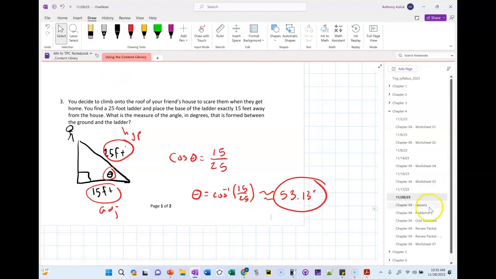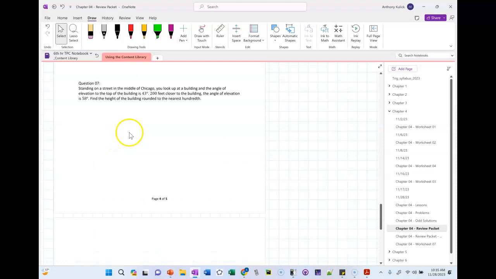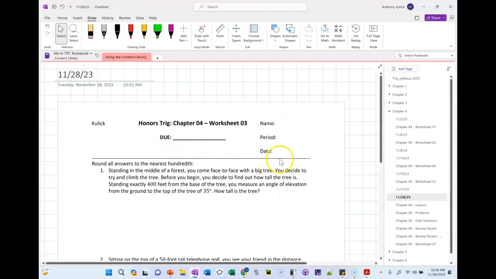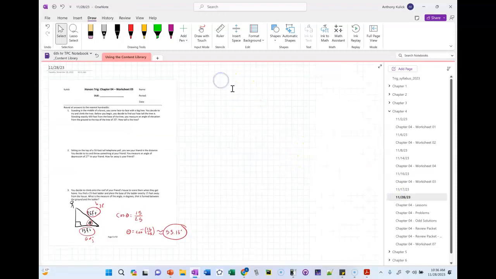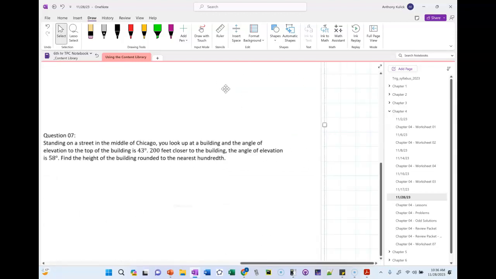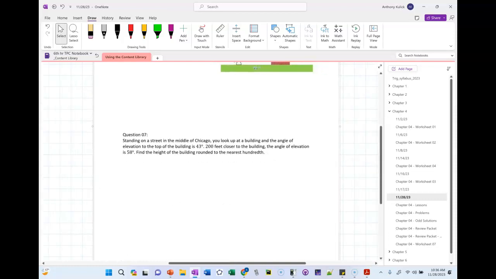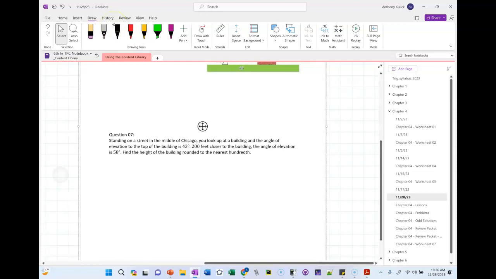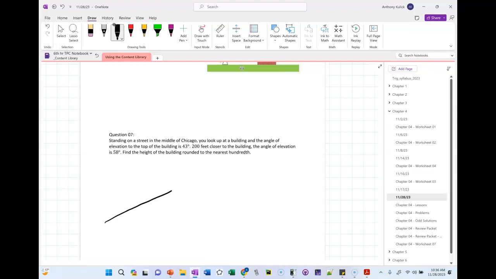Is that another story problem, I think? Methinks. All right. Standing on the street in the middle of Chicago, you look up at a building, and the angle of elevation to the top of the building is 43 degrees. Okay, so I'll just call that position 1, 43 degrees.